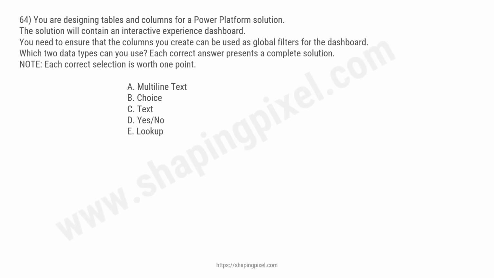And we have five options: multi-line text, choice, text, yes and no, or lookup. So the right answer here is option B, choice, and option D, yes and no.